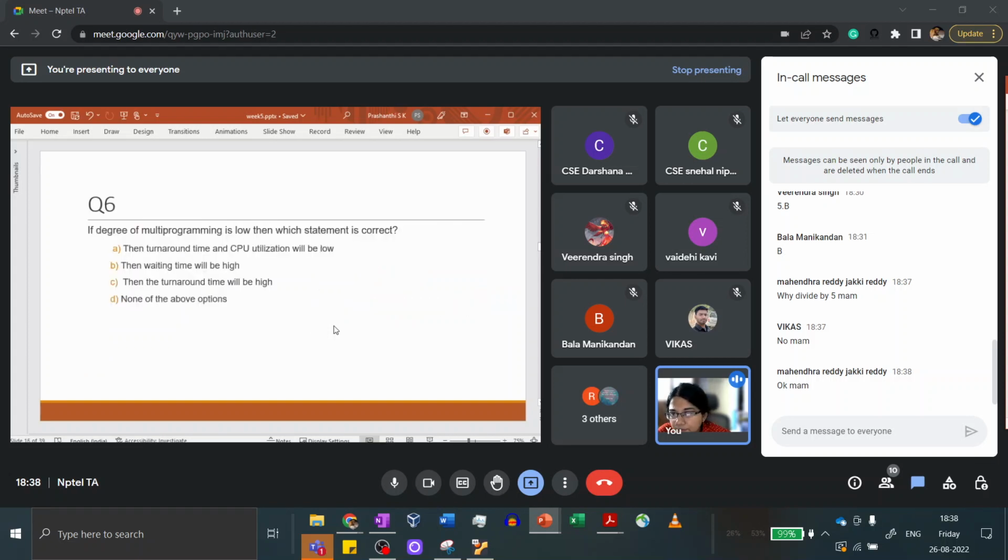Great. So let's move to the next question. If the degree of multi-programming is low, then which statement is correct? Turnaround time and CPU utilization will be low, waiting time will be high, turnaround time will be high, or none of the above. Any answers?